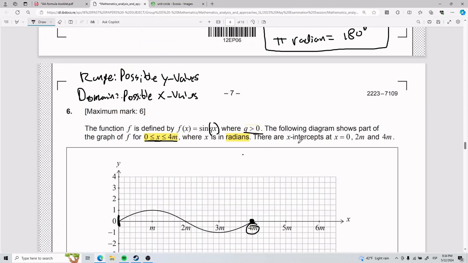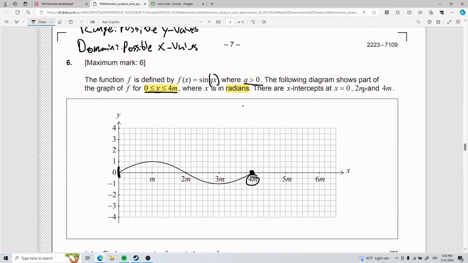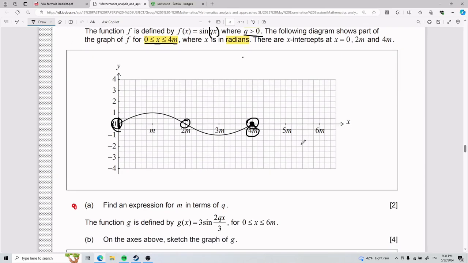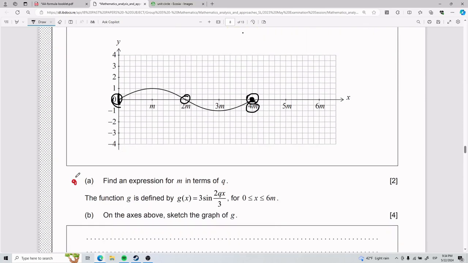Anyways, there are x-intercepts at x equals 0, at 2m, and at 4m, okay? So for part A, we need to find an expression for m in terms of q. So first things first, when they say m in terms of q, what this is really telling you is that they need m to be alone. I'm going to be very clear on that.